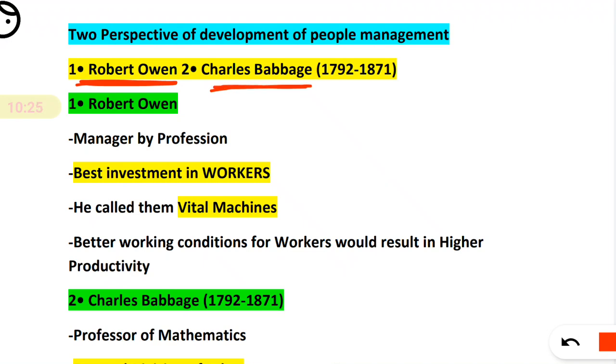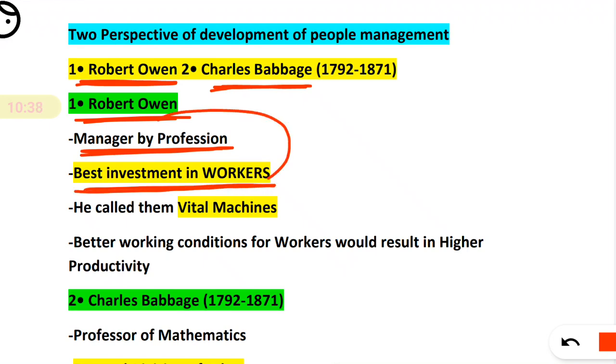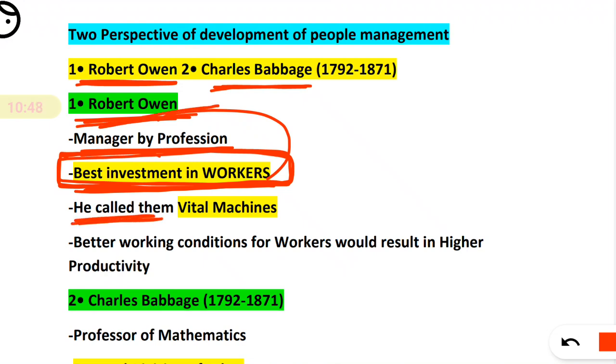Very first is Robert Owen. Robert Owen was a manager by profession, and the best investment, according to Robert Owen, is in the workers. The best investment that you should make should be in the workers, and he called the workers vital machines.